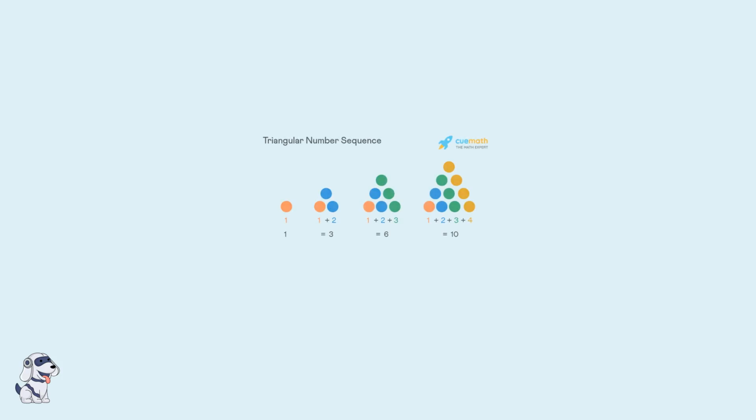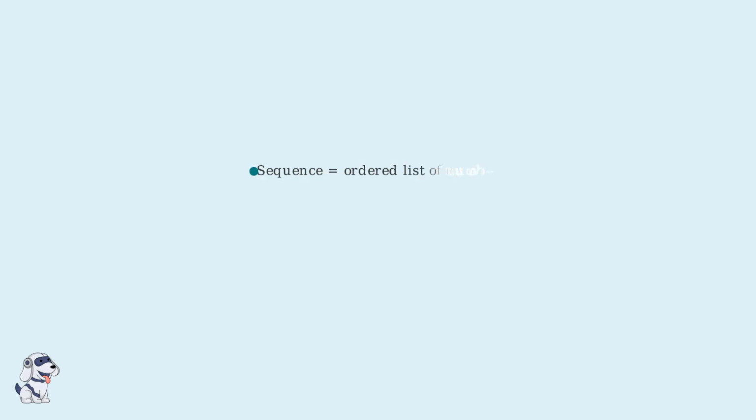Sequences can follow many different patterns. Here's a beautiful example of triangular numbers, where each term represents the sum of consecutive integers starting from 1. Remember the key points. A sequence is an ordered list of numbers. Each number is called a term, and we use subscript notation like A1, A2, A3 to identify the position of each term.